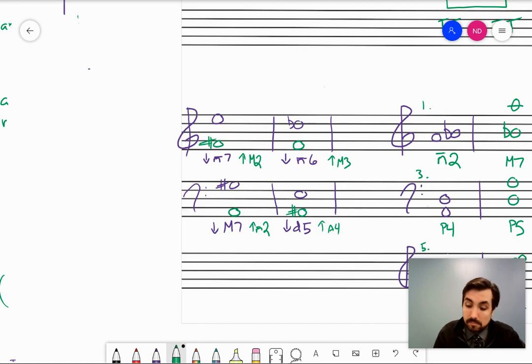And I'm done. So that is how you use interval inversions to answer questions just about inverting intervals and what they become when they're inverted, and its application to helping you write descending intervals.